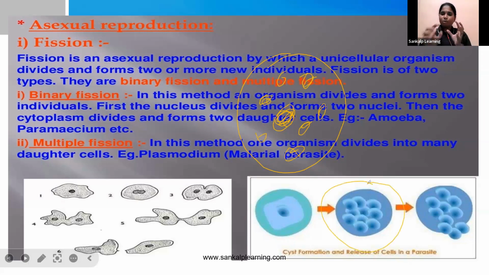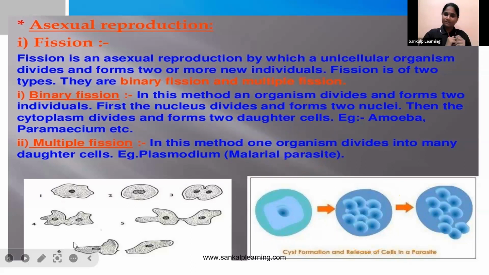It will be in the form of a structure which will have many nuclei. Many nucleus are called nuclei. So that structure is called a cyst. Whenever favorable conditions occur, these nuclei will be released as single new organisms.